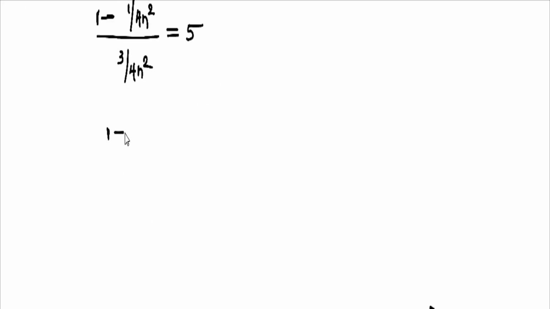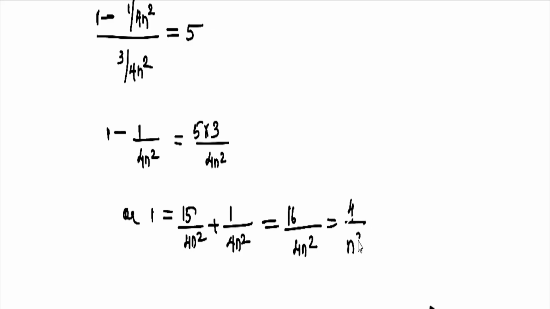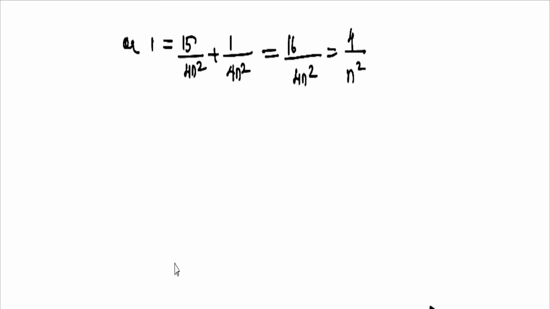We can cross multiply. So 1 minus 1 by 4n square equals, on cross multiplying, 5 into 3 divided by 4n square. Or 1 equals 15 by 4n square plus 1 divided by 4n square, which is equal to 16 by 4n square, which is equal to 4 by n square. So we get 1 is equal to 4 by n square. So n square is equal to 4. So what is n? n is equal to 2. So we get the orbit n is equal to 2.